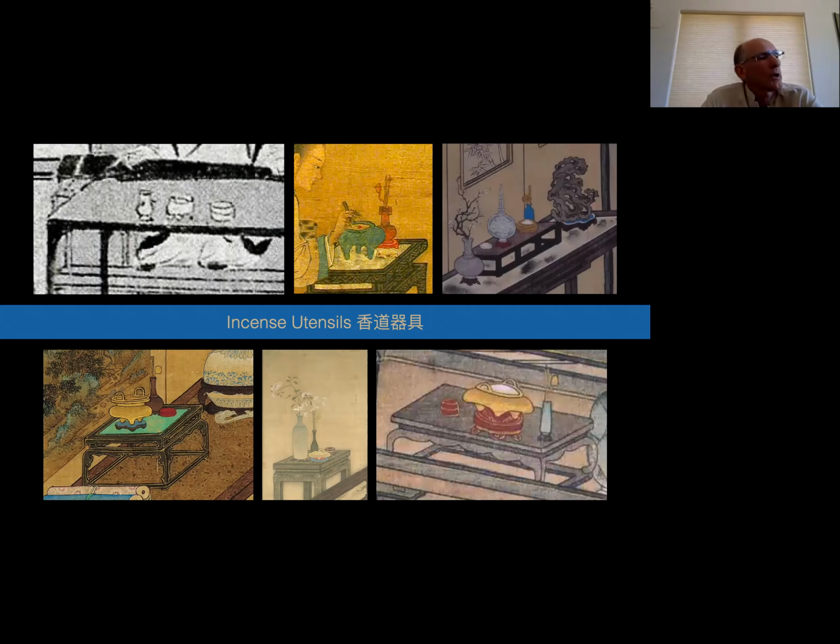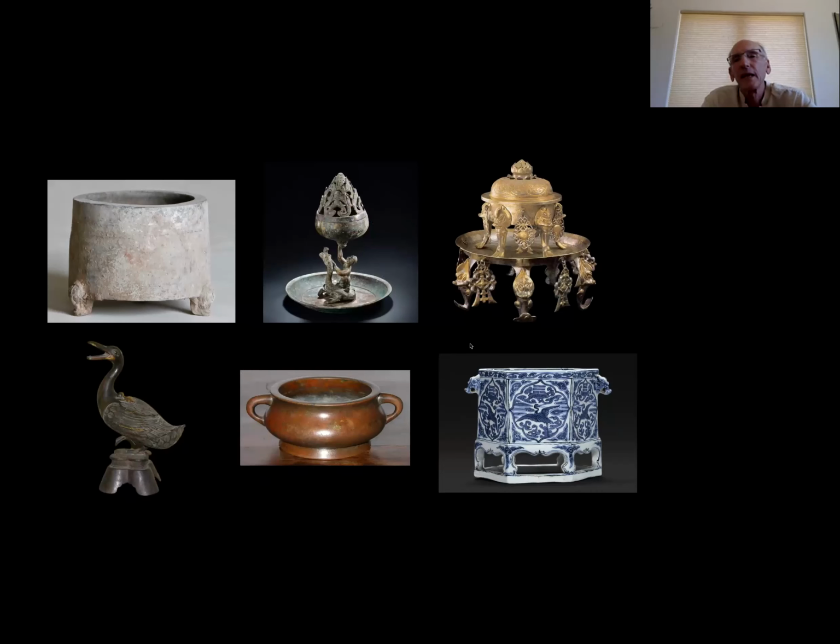And here again, we see the censer and the incense box and the incense base. You see it repeated over and over here. These 3 kind of go together as a set. The incense censer has been around for millennia. The one on the top left is an excavated example. It's Han Dynasty. Also the bronze here is a Han Dynasty piece.